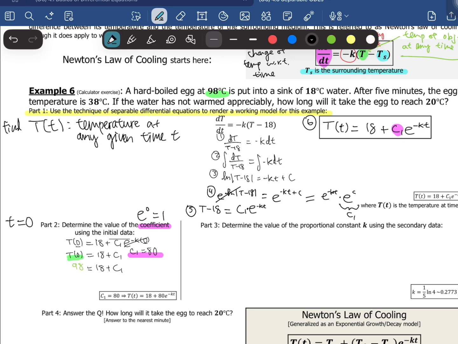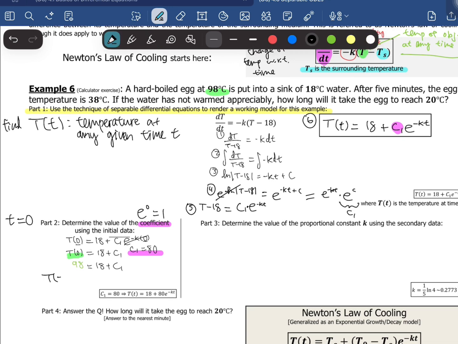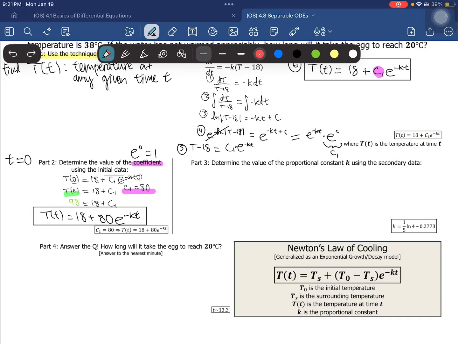And this means that our function is 18 plus, we said C1 is 80, so 18 plus 80 e to the negative kt. So after plugging C1 back into the function, this is what we get. We're all done with part 2 now.